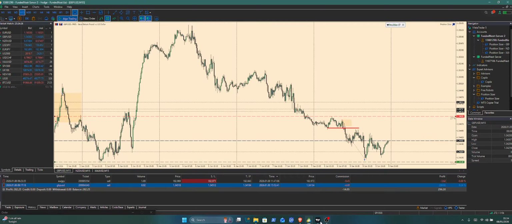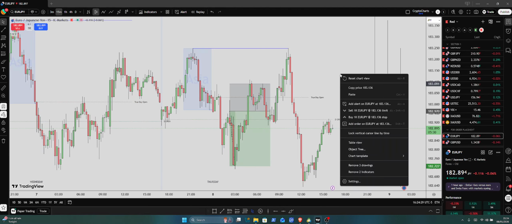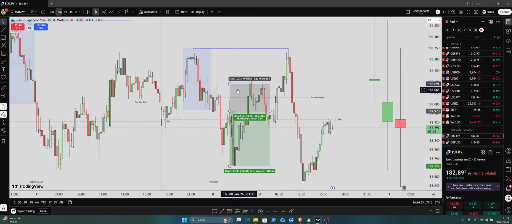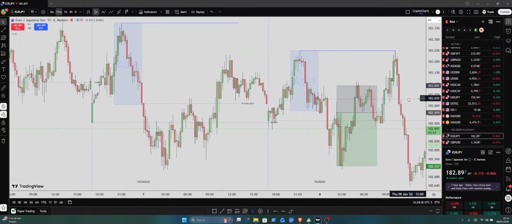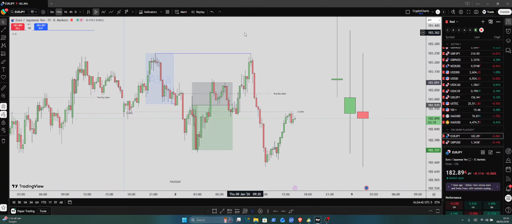The other trade I took today was obviously the Euro JPY, which is basically exactly the same. Unfortunately for me, this Euro JPY trade went in my favor a little bit too quickly, and I'll explain why. So I also had this Euro JPY trade.